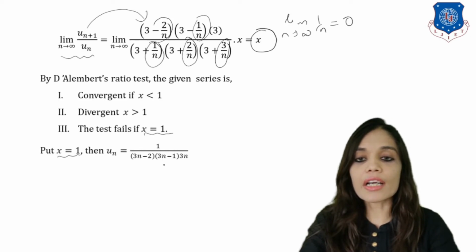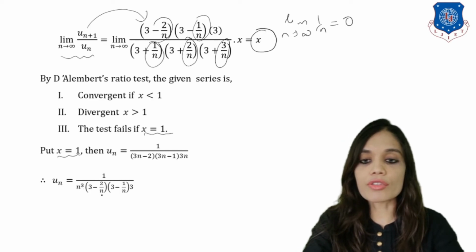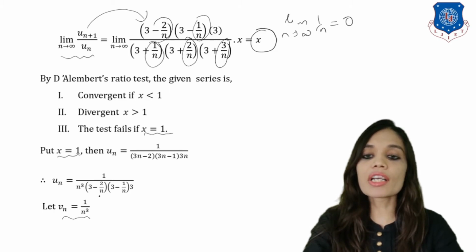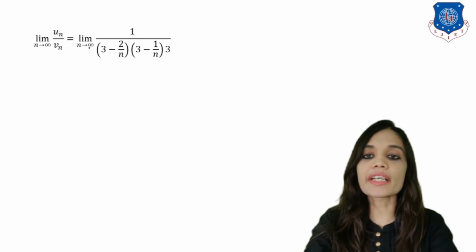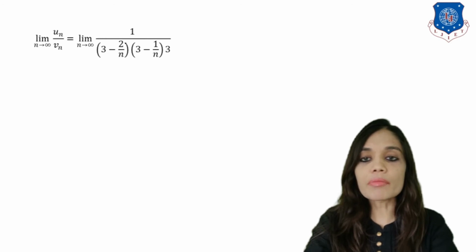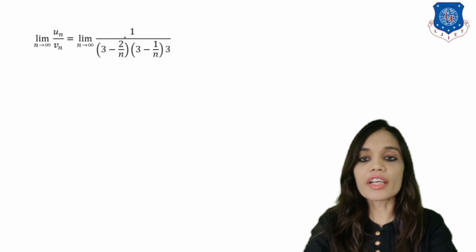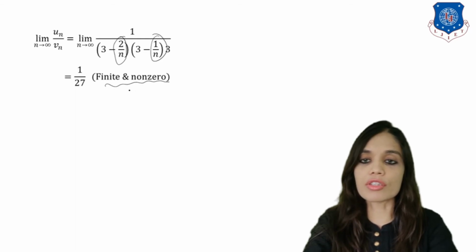Firstly take out n common. So what will you get? 1 upon n cube times (3 minus 2 upon n)(3 minus 1 upon n)(3). So we will assume our Vn as 1 upon n cube. Now we will find the limit n tends to infinity un upon Vn, which is equal to the limit n tends to infinity 1 upon (3 minus 2 upon n)(3 minus 1 upon n)(3). Again these limits will go to 0. So finally what will be the answer? 1 upon 27, which is finite and non-zero.